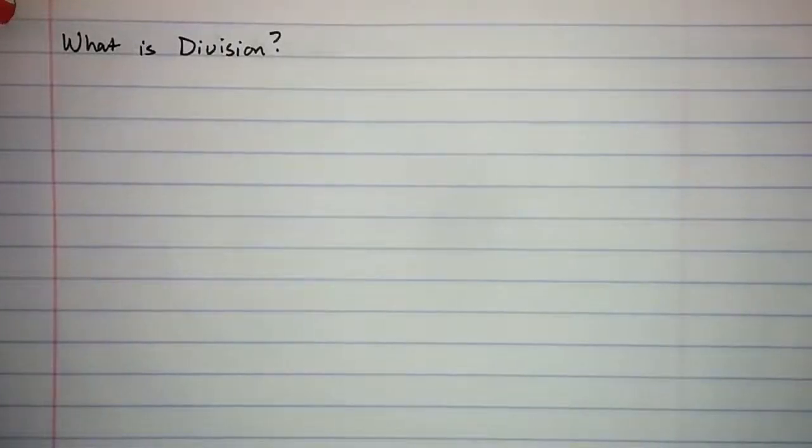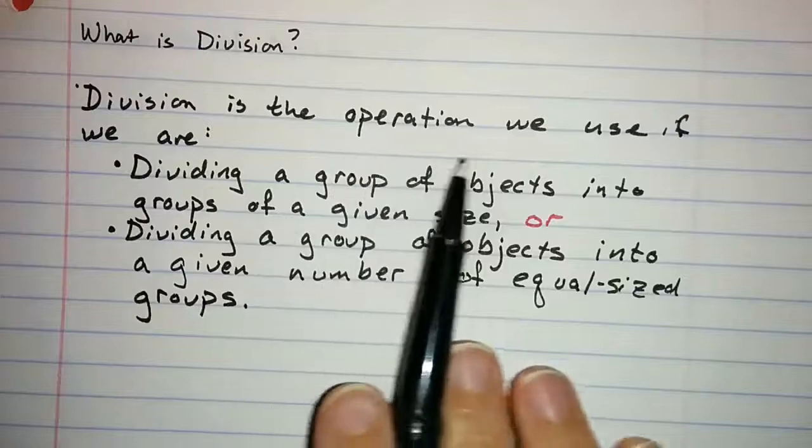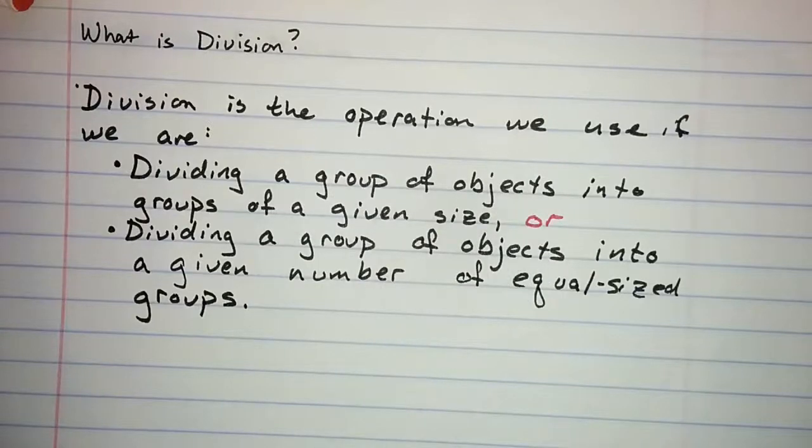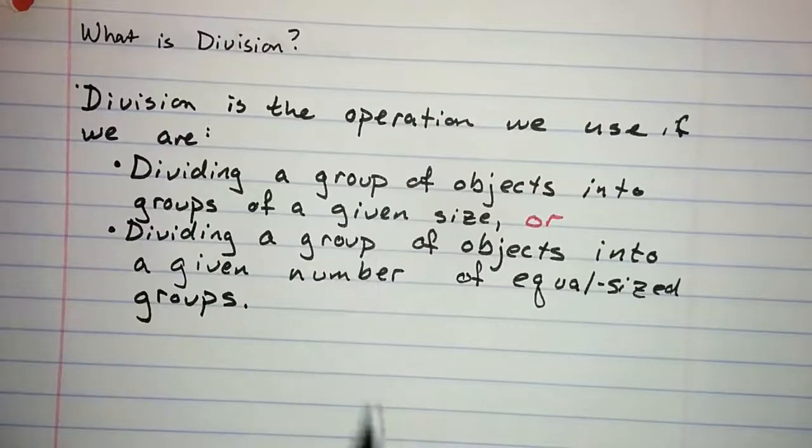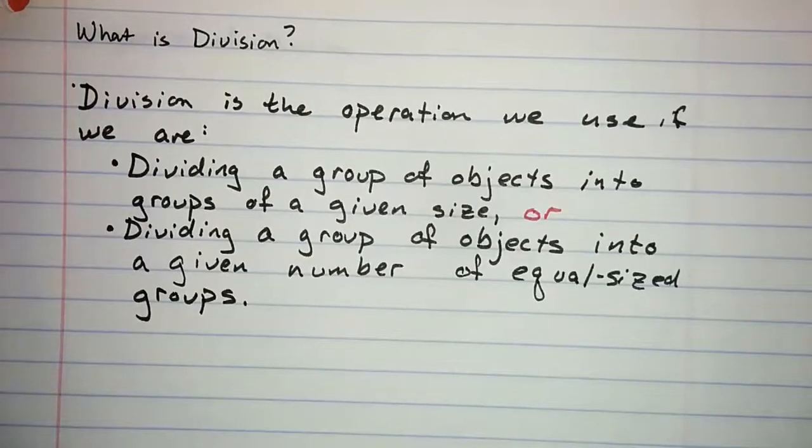We have now reached the fourth main operation of arithmetic, division. And as usual, the first question we're going to ask is, what is it? Division is an operation that we use in two situations. Division is the operation we use if we are either dividing a group of objects into groups of a given size, or dividing a group of objects into a given number of equal-sized groups. Alright, what do we mean by that?